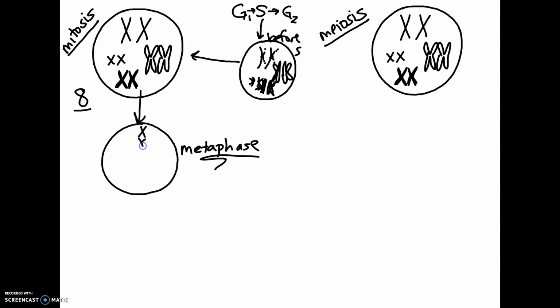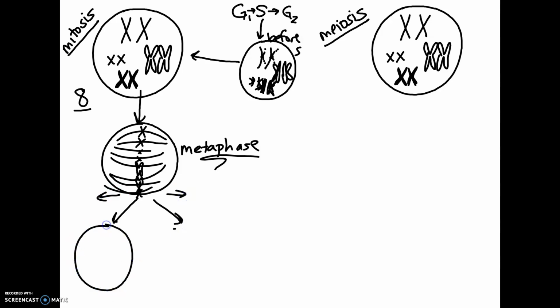Here's the important thing, that in metaphase, these chromosomes are going to line up in a straight line down the middle, all 8 of them. I didn't draw them very well, but here's your spindle fibers, and there are 8 chromosomes, all 8 lined up in a straight line. And then in anaphase, they're going to split at the centromere, and these chromatids are going to become chromosomes on their own.